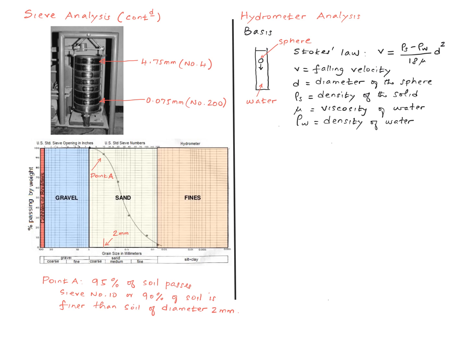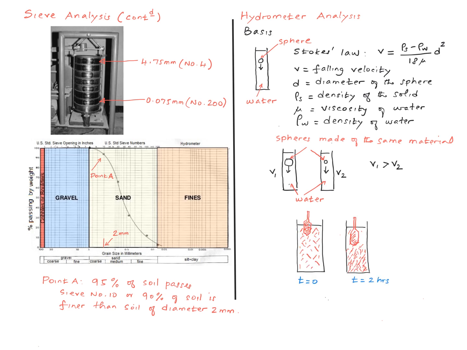So if I keep the fluid and the material forming the sphere the same, then the velocity is a function of the diameter of the sphere. And therefore, a large diameter sphere will fall faster than a small diameter sphere. So this is the basis for the hydrometer analysis.